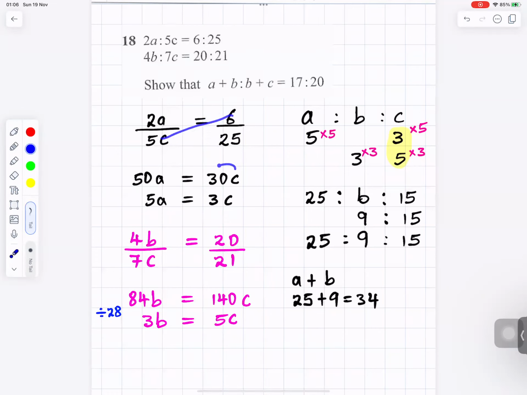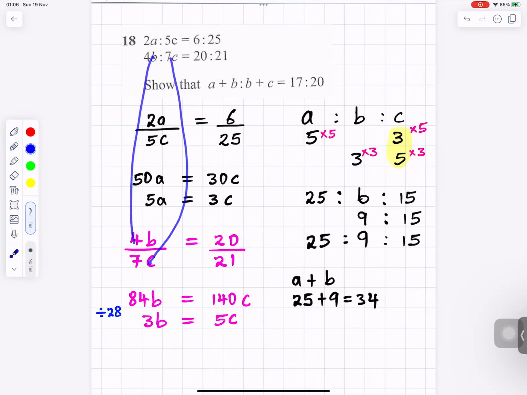6 times 5c is 30c. 2a times 25 is 50a. We divide by 10. So that means 5a is 3c. Let's look at the other one.